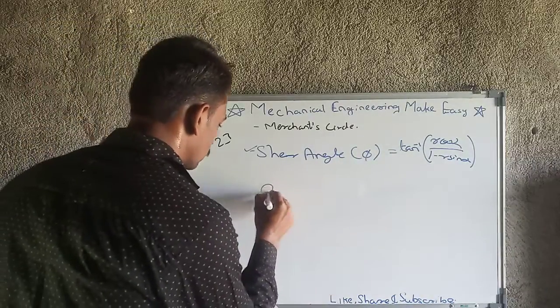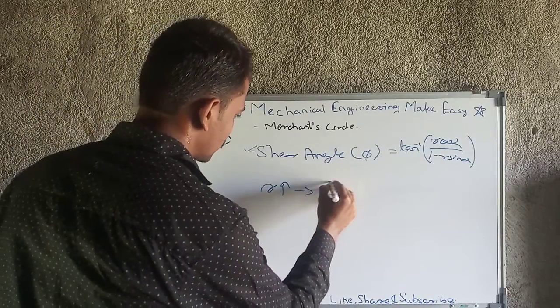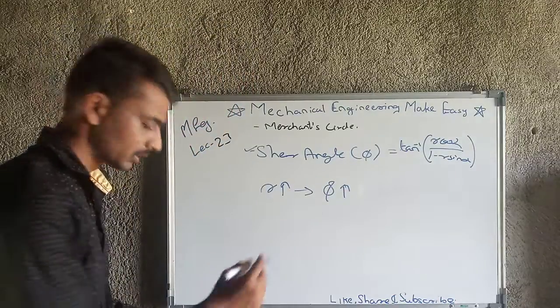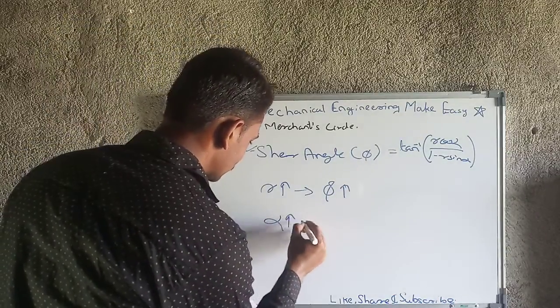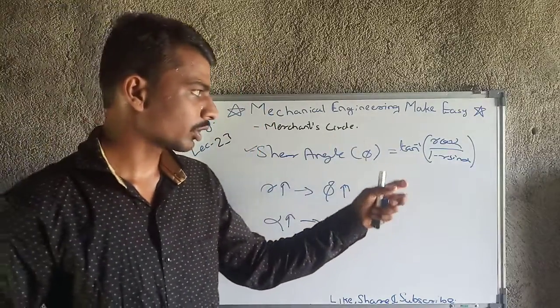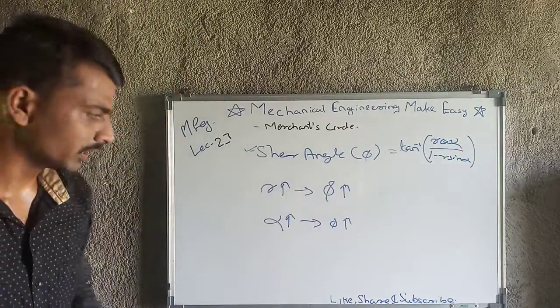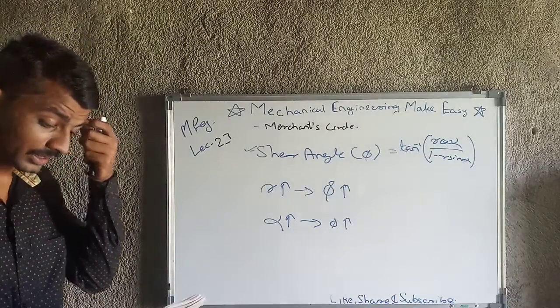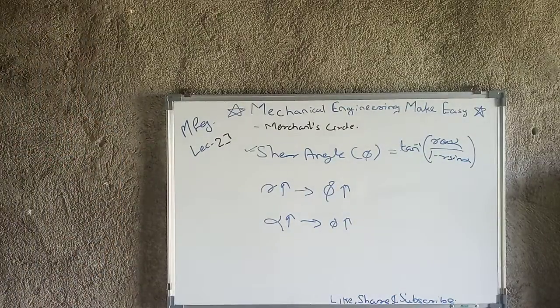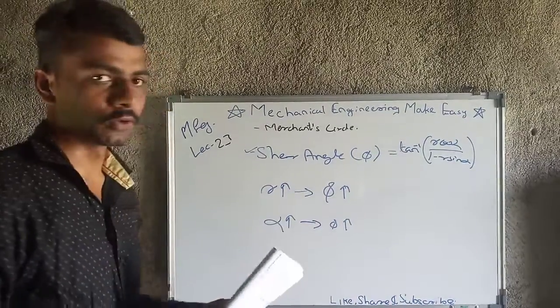So if r, that is chip thickness ratio, increases, then ultimately phi will also increase. And if alpha increases, then phi will also increase. Means in both cases, if r or alpha increases, then phi, that is shear angle, will increase. And there is one relation: it is desirable to have higher phi. That means if the shear angle phi is higher, then what happens? Ultimately the cutting force decreases.